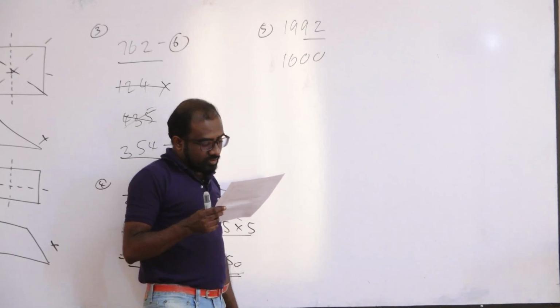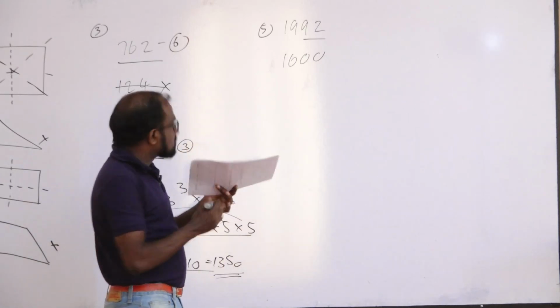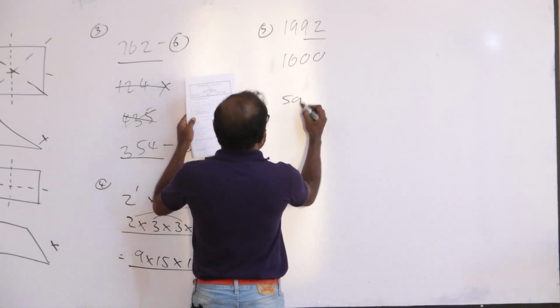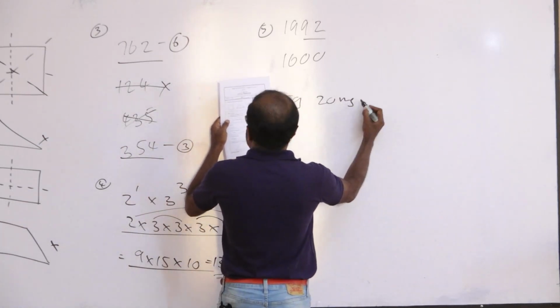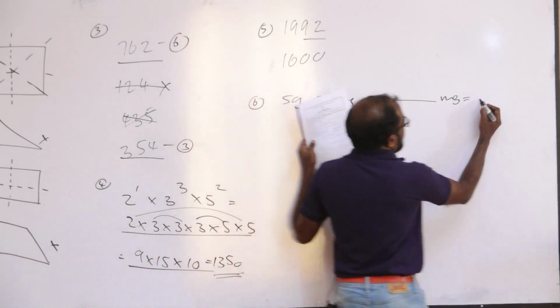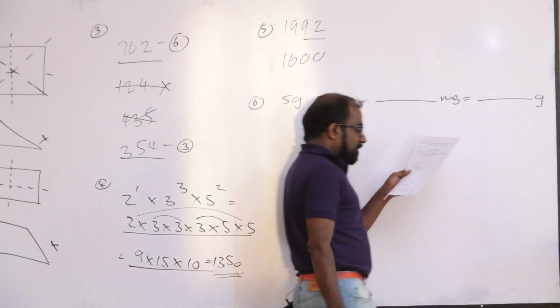Next one, fill the blanks. 5 grams 20 milligrams. You are asked to write in milligrams and also only in grams.